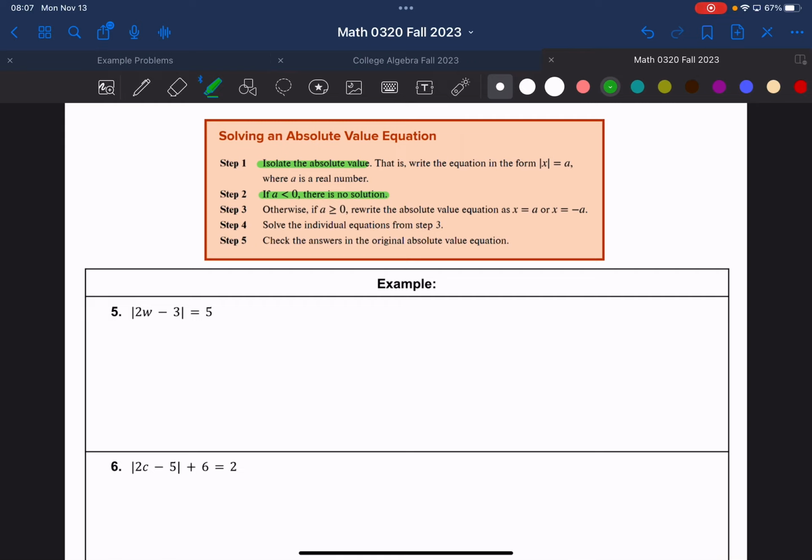If A is positive, we're going to rewrite the equation where we write our answer as x equals a positive A and x equals a negative A. So we rewrite the equation. Okay. We solve for the individual equations. And then we check our answers to see if they are correct.